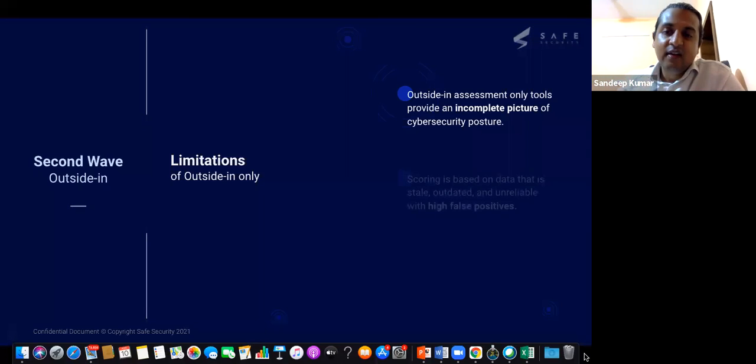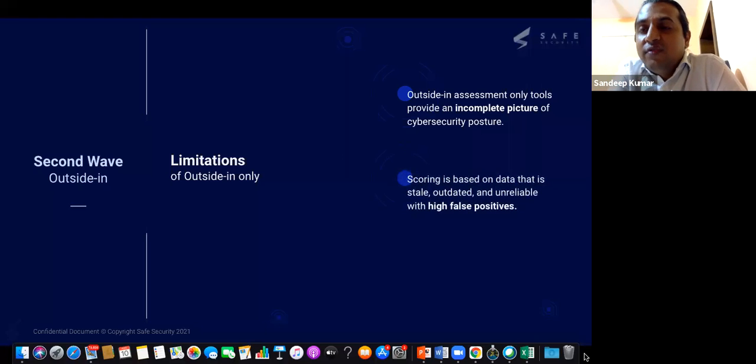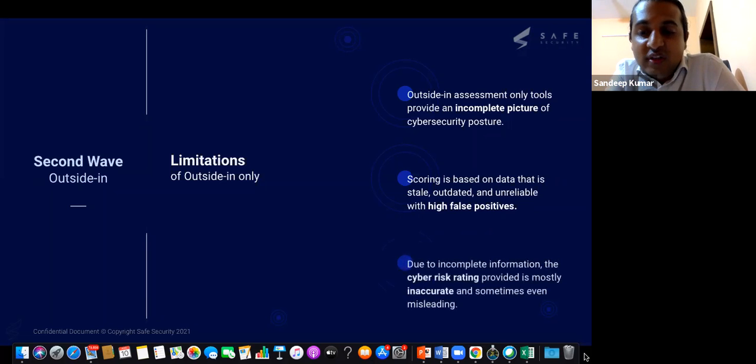And not just that, these tools can depend upon a lot of passive DNS sources or historical data to be able to do the assessments and then come back with the scoring. And given that the scoring is based on stale and outdated data, we believe that sometimes it could be unreliable with a lot of high false positive rates, which we've also learned from some of the customers drains their resources if you're working on such information which is no longer relevant to them. And finally, due to all this incomplete information, what organizations tend to feel is the risk rating provided is unreliable, and sometimes it can also be misleading in the fact that it can give you a false sense of security if the score turns out to be really good, especially of your third parties as such.